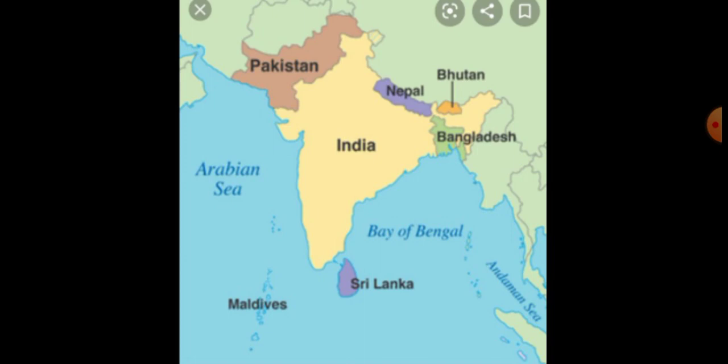India is a democratic country. What is democracy? According to Abraham Lincoln, democracy is the government of the people, by the people, and for the people.